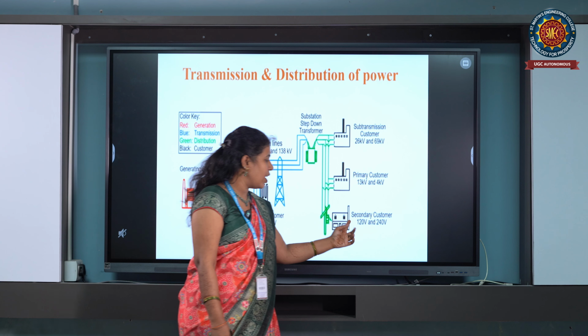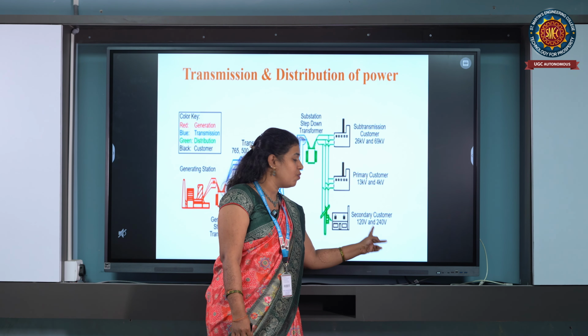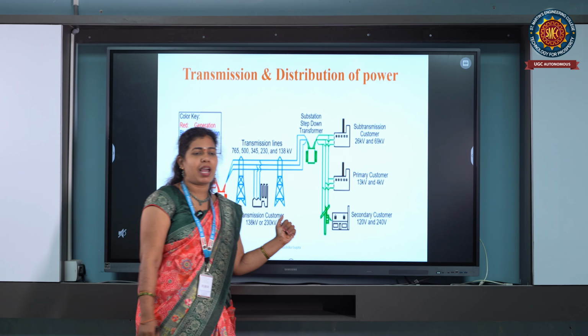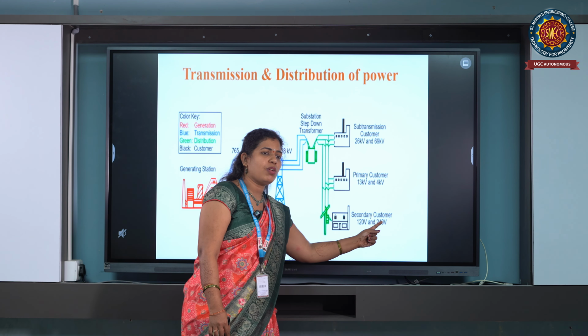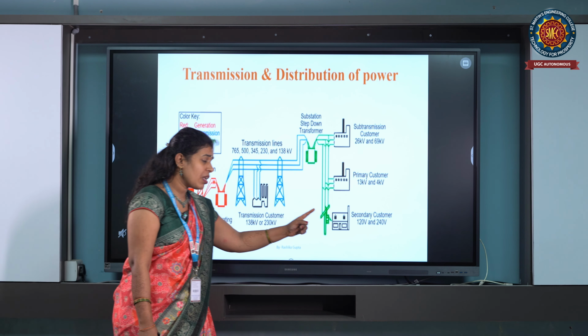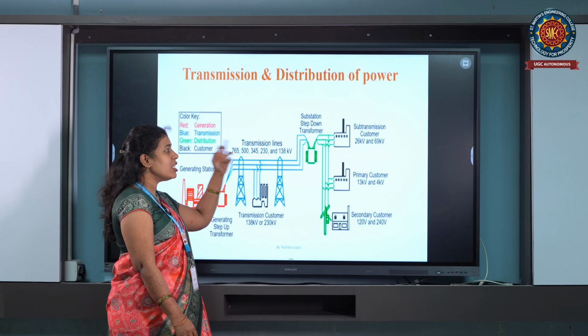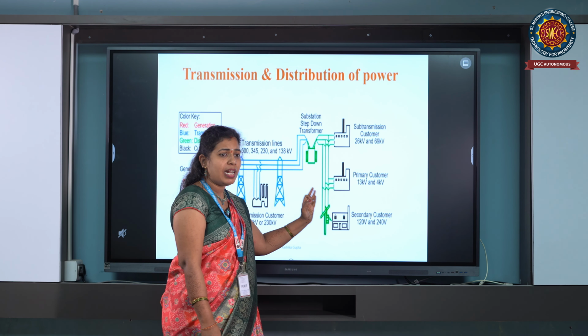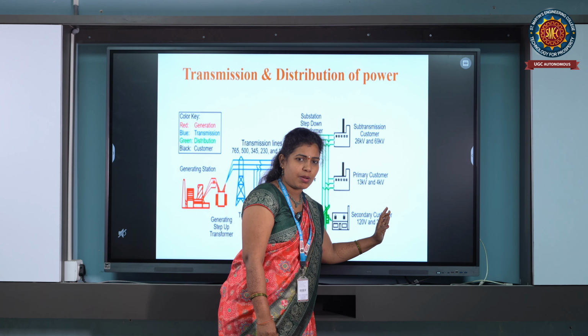Here, 120 volts will be the single phase supply, and 240 volts will be the three phase supply. This 120 volts will be used for domestic purposes, and 240 volts will be used for agricultural purposes. In this way, the power is generated, transmitted and distributed, and the power is coming to our customer end.